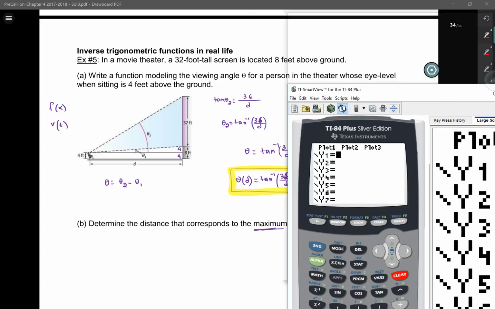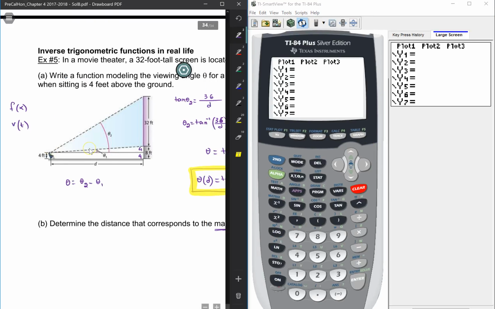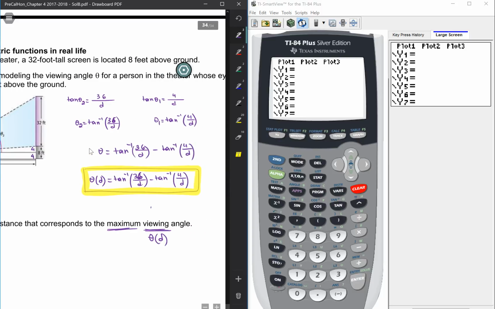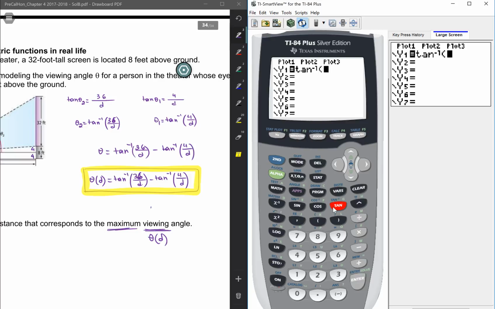So let's graph. All right, it's going to be inverse tangent of 36 over D. D is our x, right? It's our variable. Minus inverse tangent of 4 over x. I'll fix the plus.